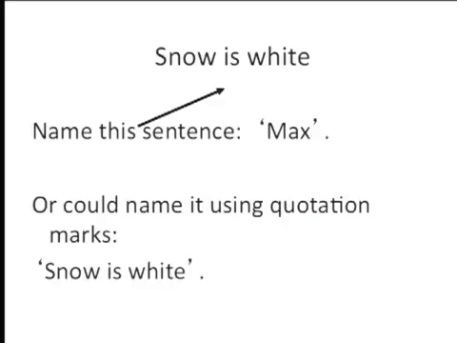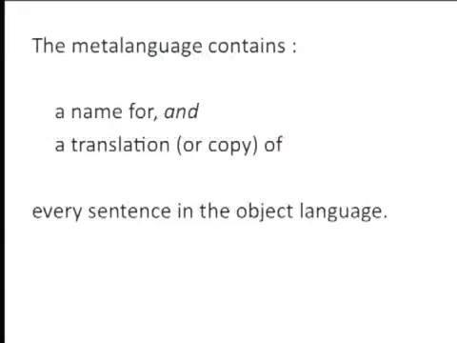So there's a much simpler way of naming sentences, which is to use quotation marks. What sentence does this sign name? It names the sentence Snow is White, right? The one at the top. If you use quotation marks, that gives you lots of names of sentences. So in the meta-language that you're studying your language in, you've got a name for every sentence in your object language, and you've got a translation of every sentence in your object language. And if you've got that, then you can name the sentence and then say what it means.